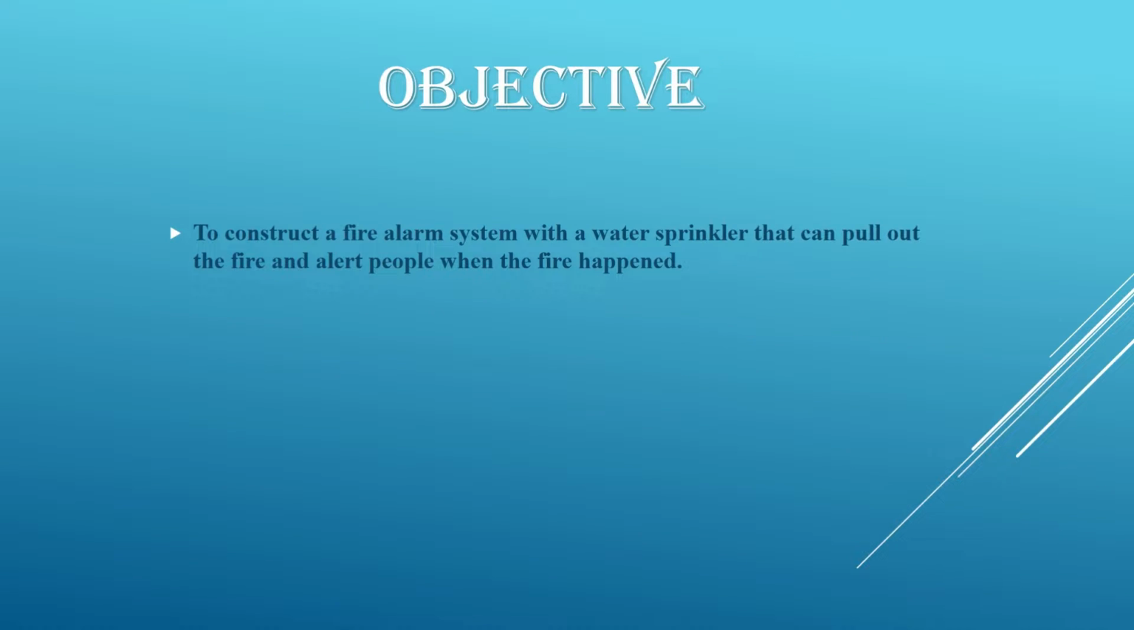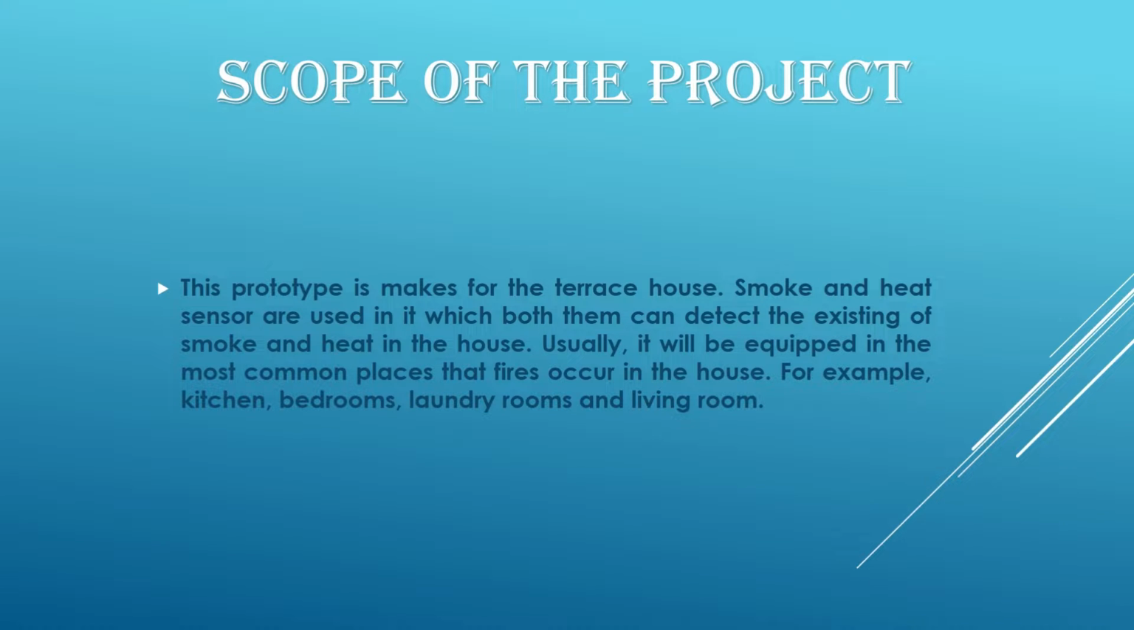So what is the objective of this mini project? To construct a fire alarm system with a water sprinkler, which can put out the fire and alert other people when the fire is happening. Next, the scope of the project: this prototype is made for the terrace house.